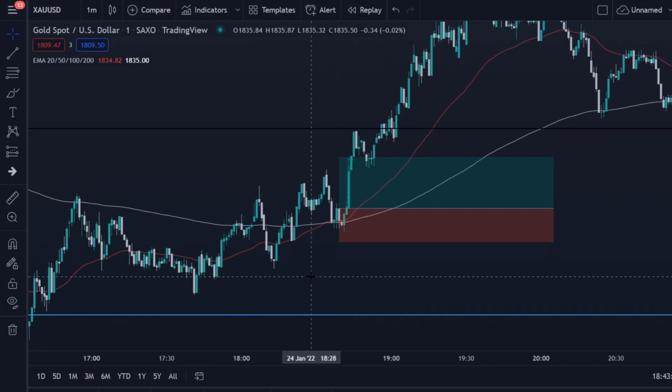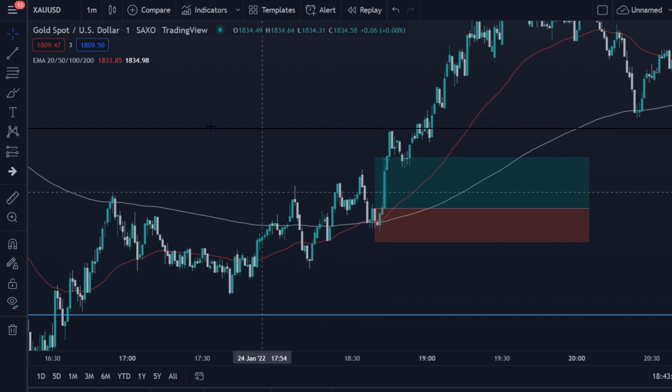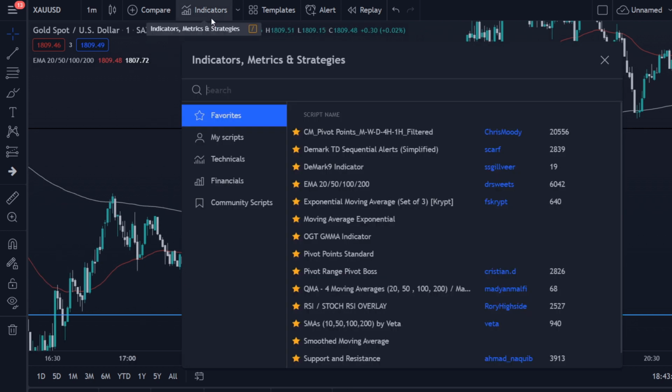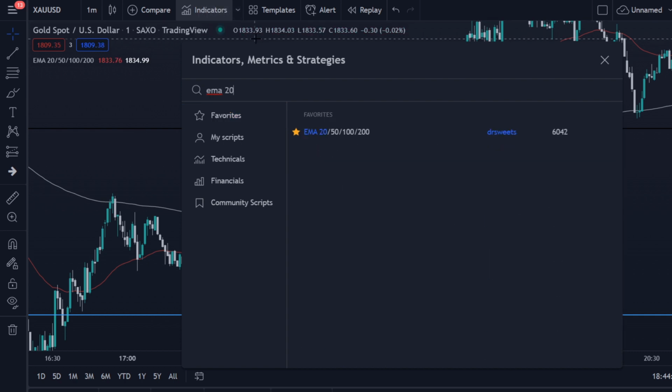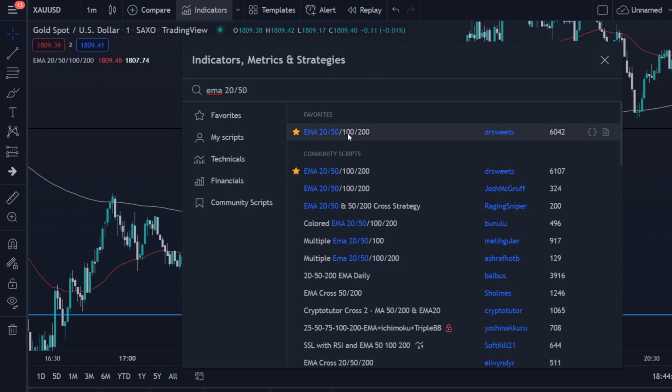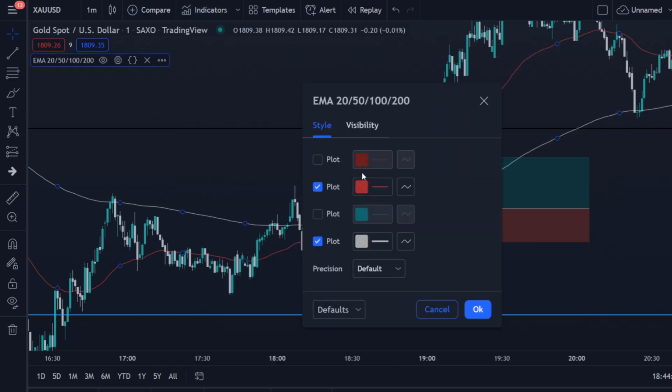Alright, so yesterday I showed you the strategy. I will briefly go over it. We have basically one indicator. I'm looking for the EMA 20, 50, 100 and 200 by Dr. Sweets. So you click on it once, then over here you click on settings and make sure to check this and this. This is the 50 and this is the 200 exponential moving average. So I use the red color for the 50 and the grayish color for the 200.